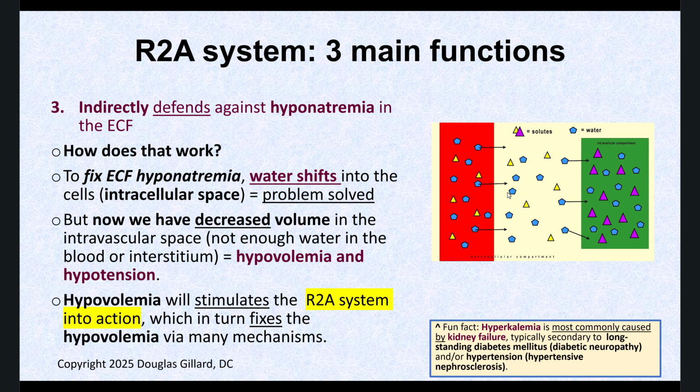Great. But we've done two things. If you steal water out of the extracellular fluid, what's that going to do to blood pressure? Remember, extracellular fluid is inside the bloodstream and the interstitium. If you steal water out of these things, well, you're going to have hypovolemia and hypotension. Okay, we have another problem with all that water coming in to the cell as well. So I guess we'll look at that on the next slide. But yeah, hypovolemia then will stimulate our R2A system into action. And that's the whole point of the R2A system, is to fix hypovolemia and or hypotension.